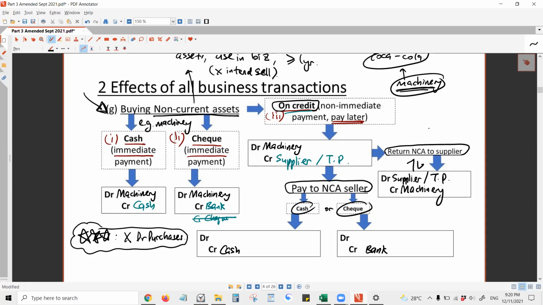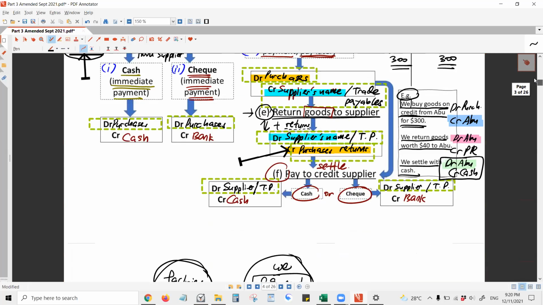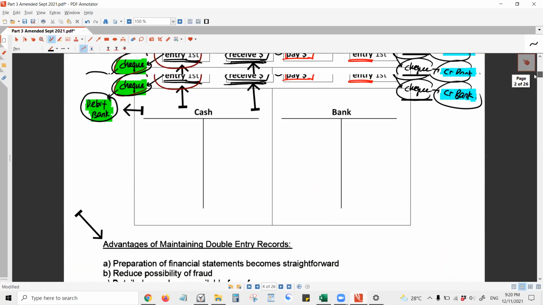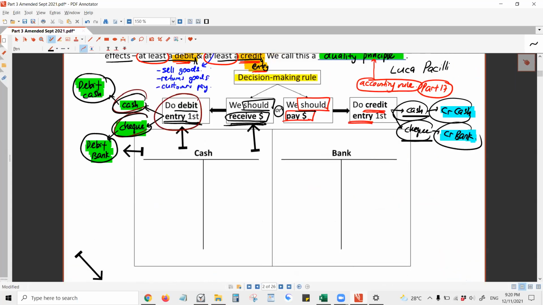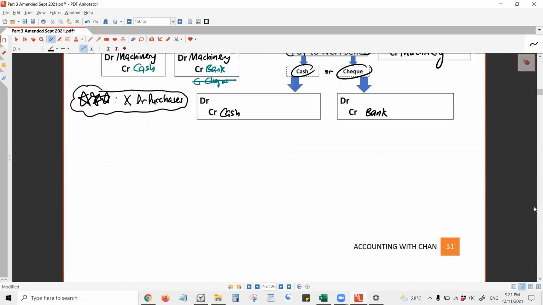Now, do you notice? The decision-making rule that I taught you, this itself can help you decide a lot of what to debit and what to credit, right? Notice we deal with cash and bank a lot. So with this, you would already know almost half of the double entries. For certain things like crediting sales, debiting purchases, those are things you may have to remember separately.